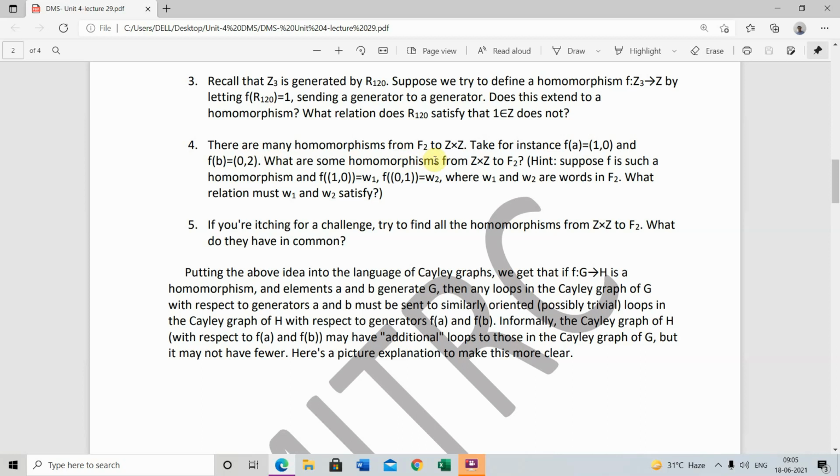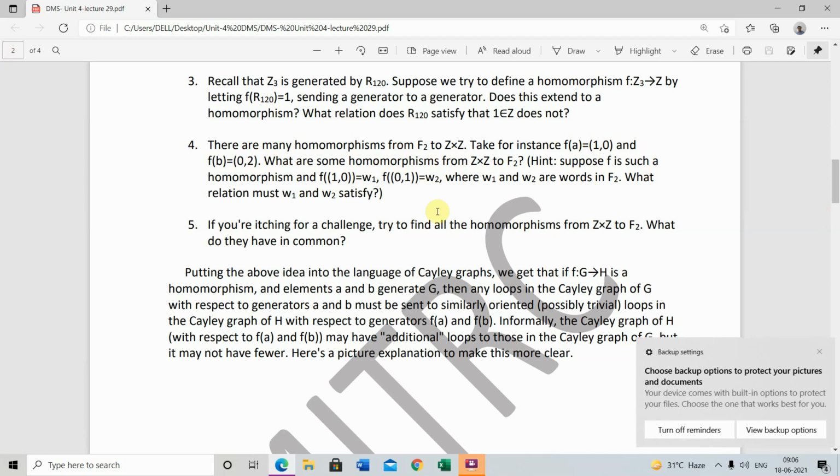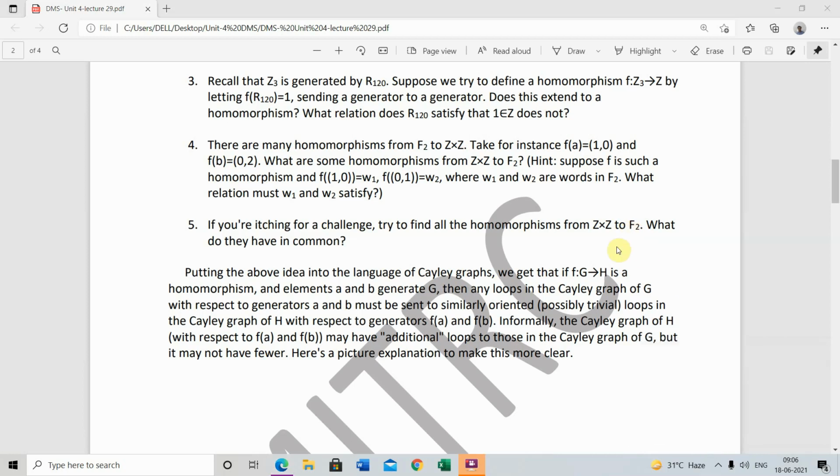There are many homomorphisms from F2 to Z cross Z. Take for instance f(a) equals (1,0) and f(b) equals (0,2). What are some homomorphisms from Z cross Z to F2? Hint: suppose f is such a homomorphism and f(1,0) equals w1, f(0,1) equals w2, where w1 and w2 are words in F2. What relation must w1 and w2 satisfy? If you are looking for a challenge, try to find all the homomorphisms from Z cross Z to F2.